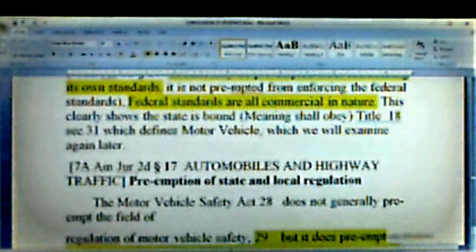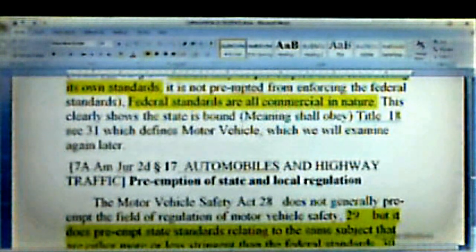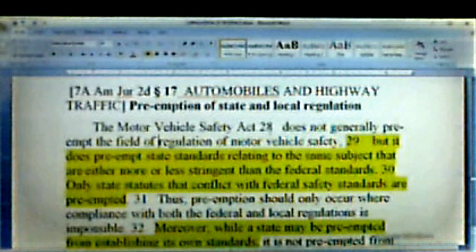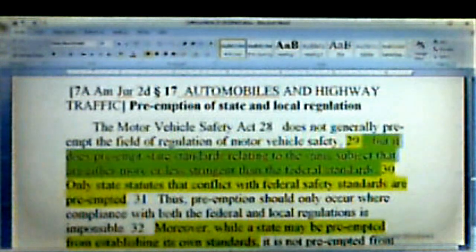Seven Am Jur 2d, subsection 17. Automobiles and highway traffic. Preemption of state and local regulations. It says the Motor Vehicle Safety Act does not generally preempt the field of regulation of motor vehicle safety. But it does preempt state standards relating to the same subject that are either more or less stringent than the federal standards.